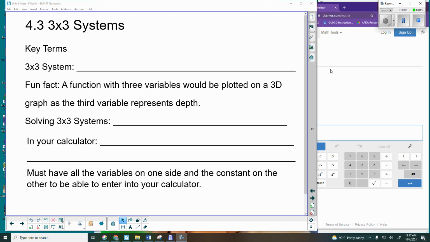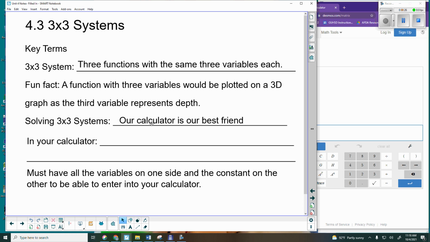For 4.3, we're looking at 3 by 3 systems. So some key terms, when we have a 3 by 3 system, that means we have 3 functions with the same 3 variables. So if we were to graph this, this would actually be a 3D graph where the third variable represents the depth.